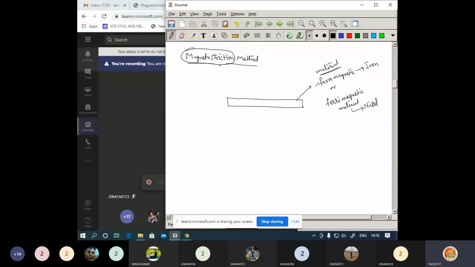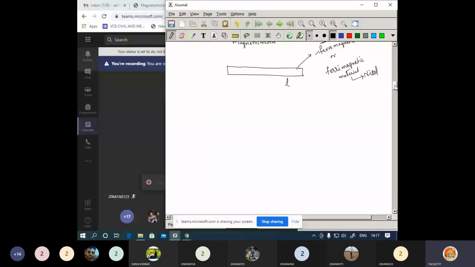What is the magnetostriction that we need to identify here? Either you can call it magnetostriction or magnetostrictive. Now here this is a rod, so the length is there. You can take the length as L.